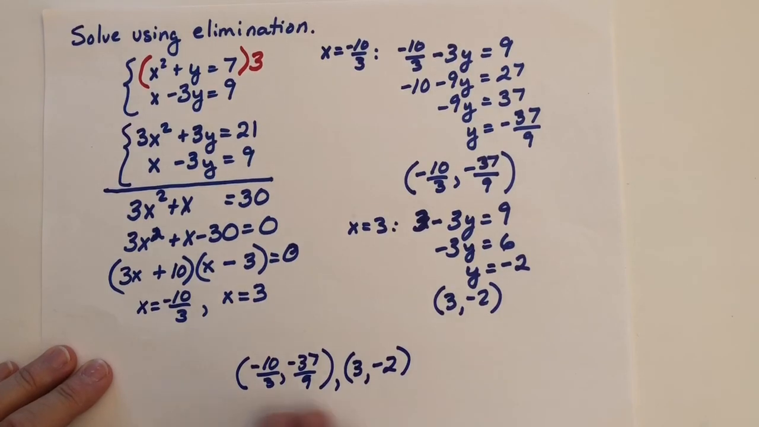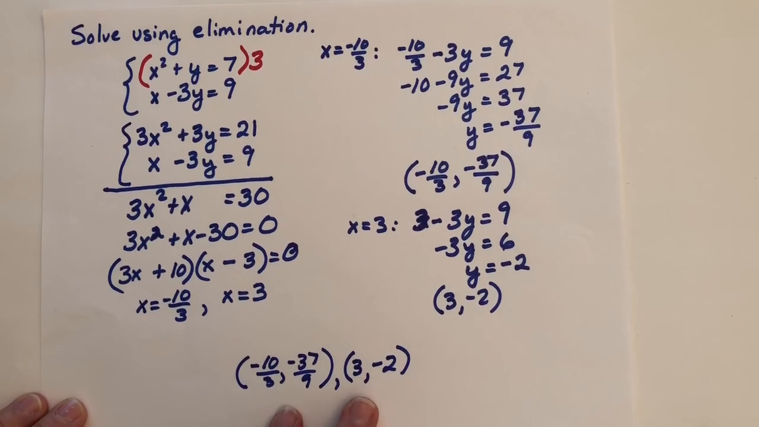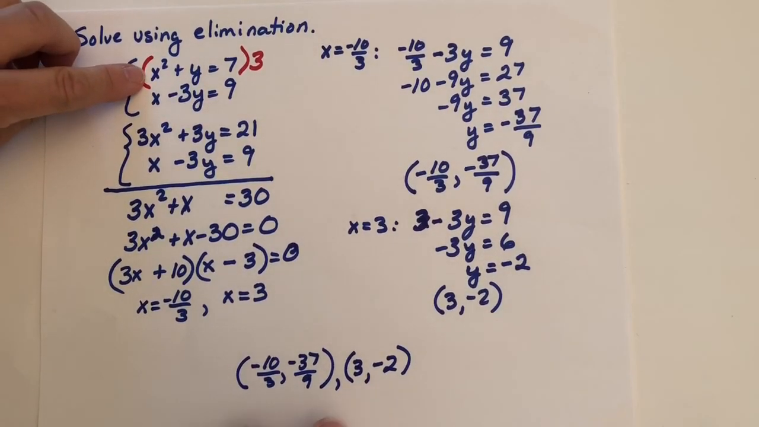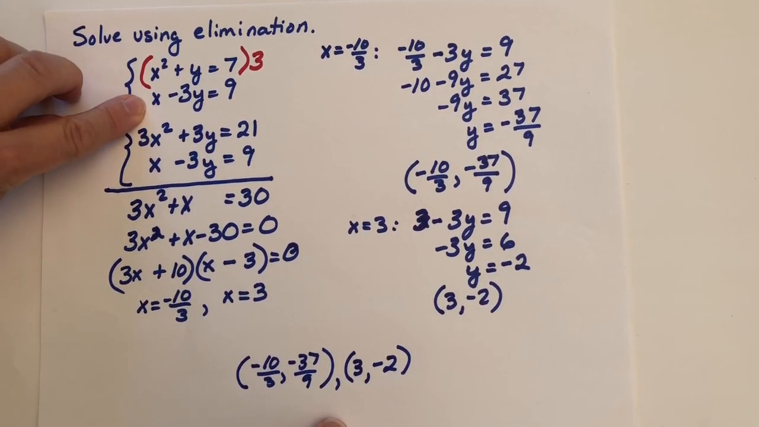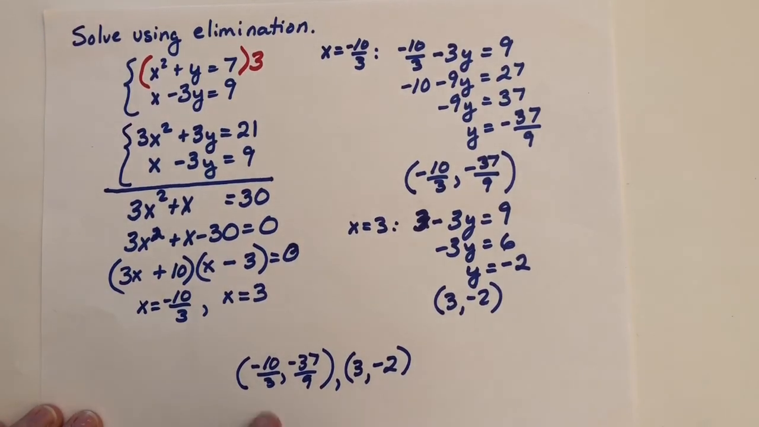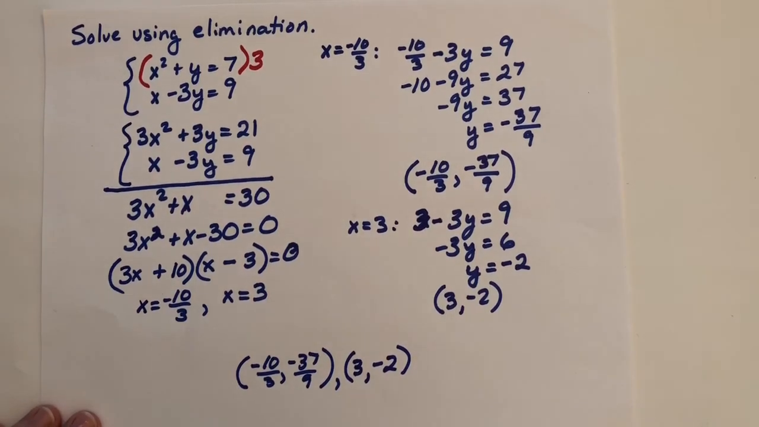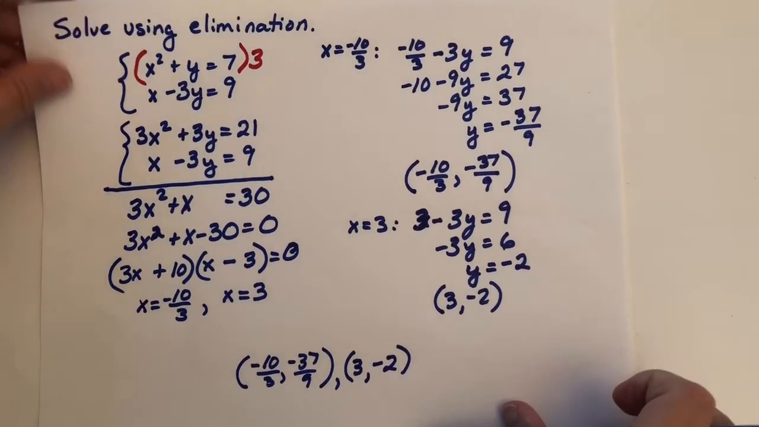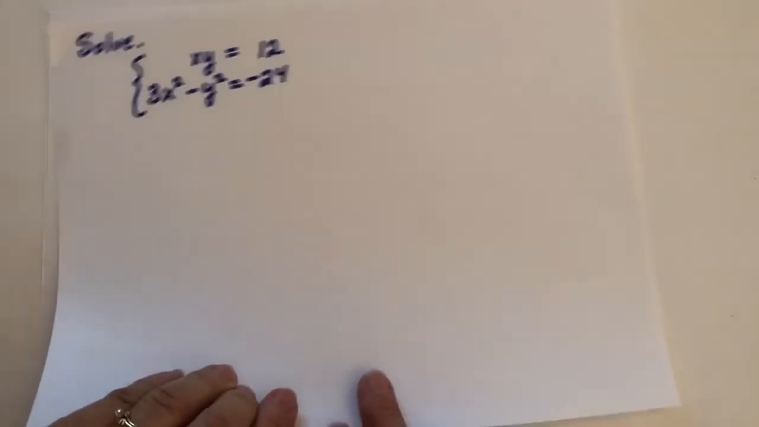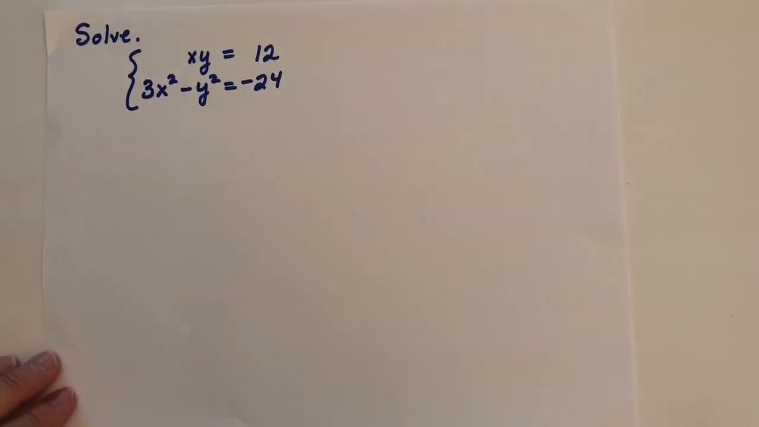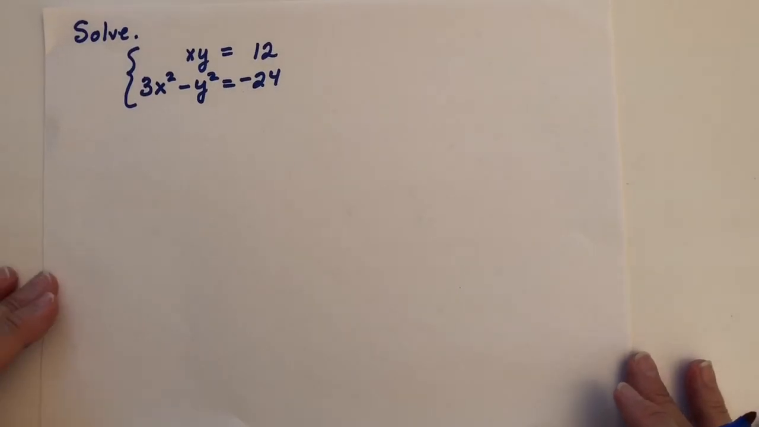And if you wanted, you could check this by looking at a graph, see if they seemed about right. Notice that this one would be a parabola, this would be a line, and having two solutions isn't unexpected if you have a parabola and a line. Let's look at another system. The directions are solve this time. And we're going to solve by using substitution or elimination, whichever seems appropriate in the next few problems.